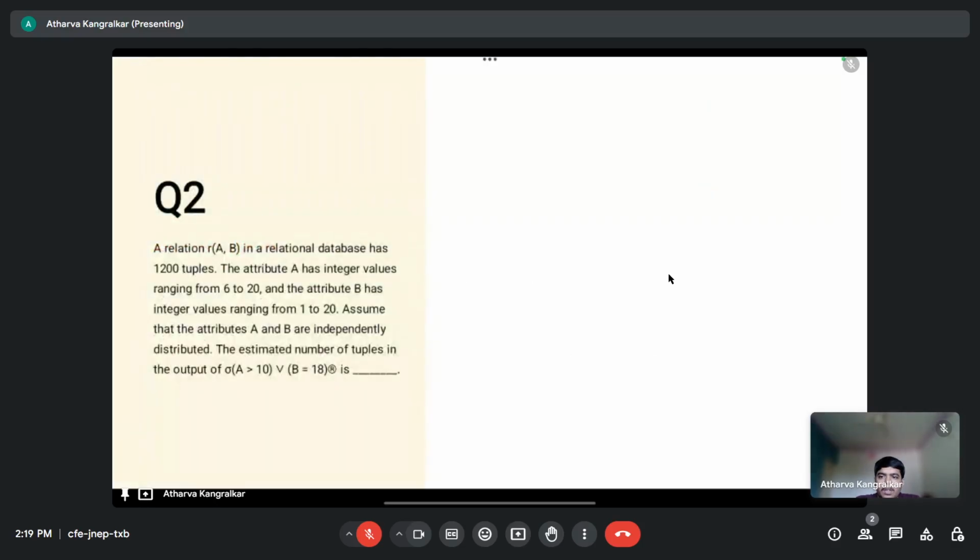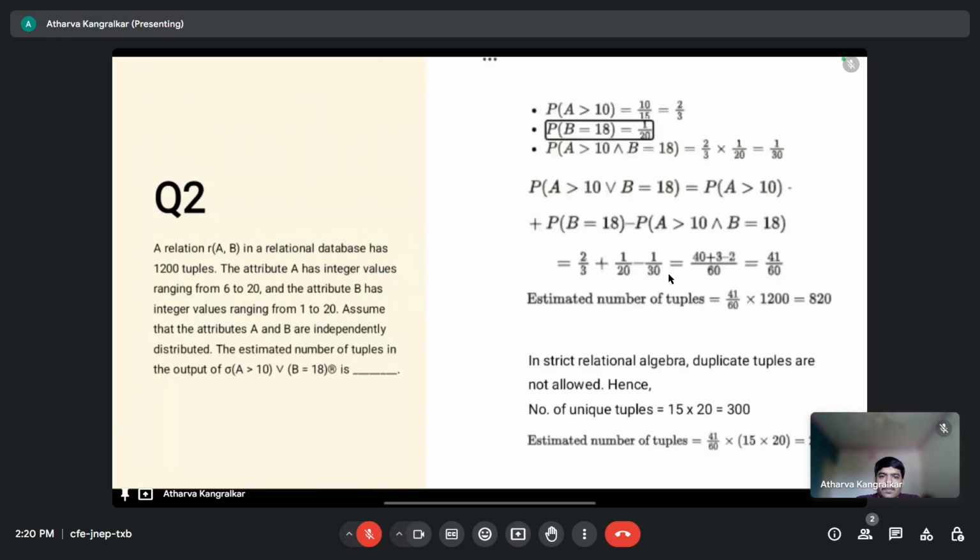So the next question is, a relation R(A, B) in a relational database has 1200 tuples. The attribute A has integer values ranging from 6 to 20, and the attribute B has integer values ranging from 1 to 20. Assume that the attributes A and B are independently distributed. What is the number of tuples in the output of A greater than 10 union B equals 18?